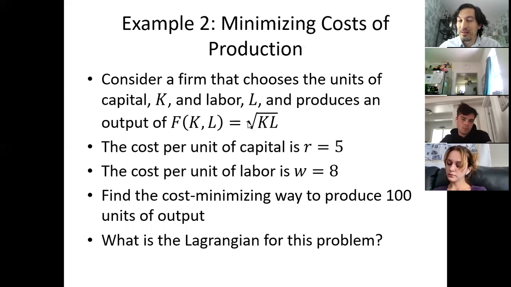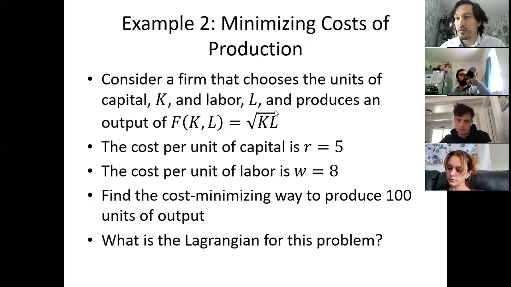In other words, they want the square root of KL to be 100. That's their output that they need. The thing they're trying to minimize is the cost, which was R times K plus W times L, which again is a very standard formula for costs in economics.